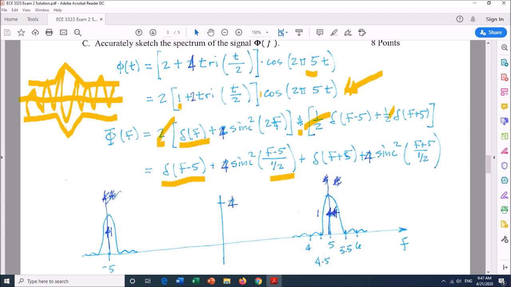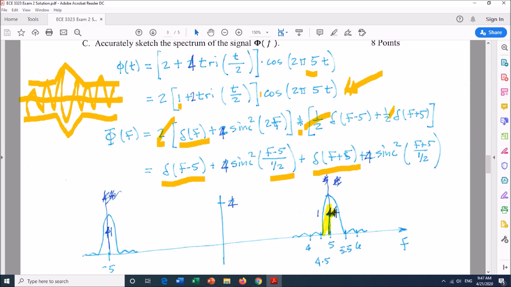Then the second one, delta f plus 5 convolved with delta f gives a delta f plus 5. Then a delta f plus 5 convolved with this other sinc squared gives a 4 sinc squared f plus 5 over 1/2. So we've got delta functions. I changed my mind a couple of times when I did the sketch, but we've got these delta functions. Let me highlight those in yellow.